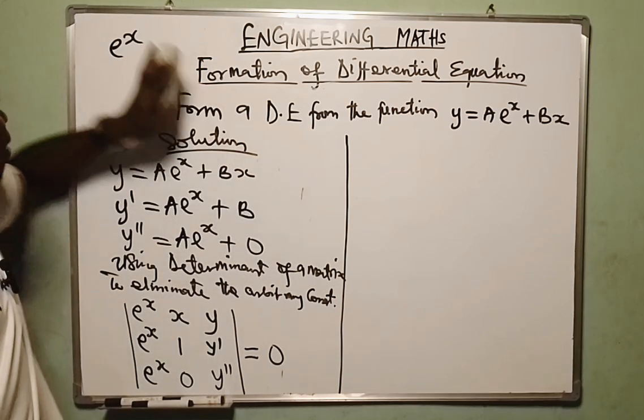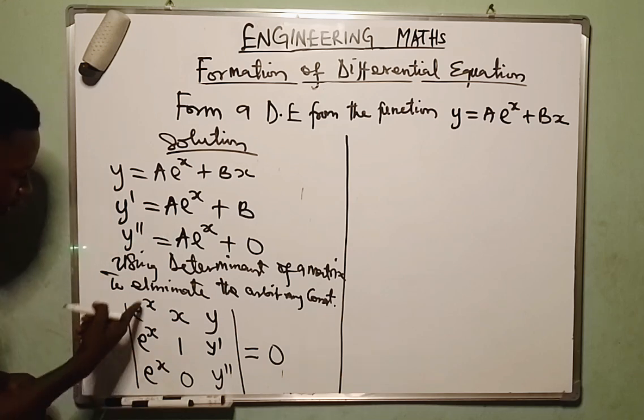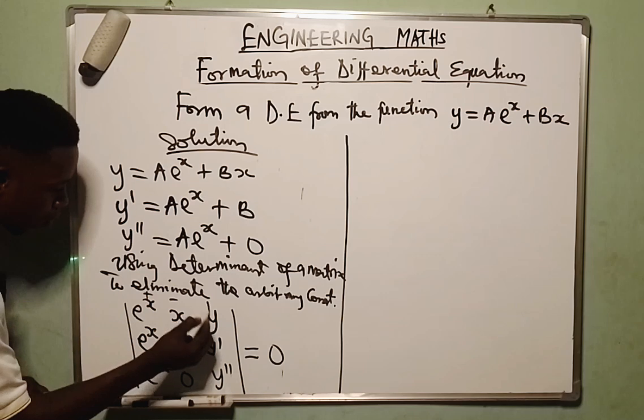Now what do we do next? We now start applying our steps in determinant of a matrix. Now don't forget that at this point you'll be having here to be your plus, here will be your minus, and here will be your plus.